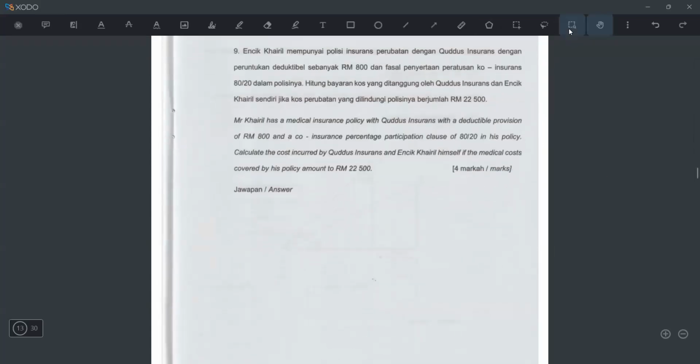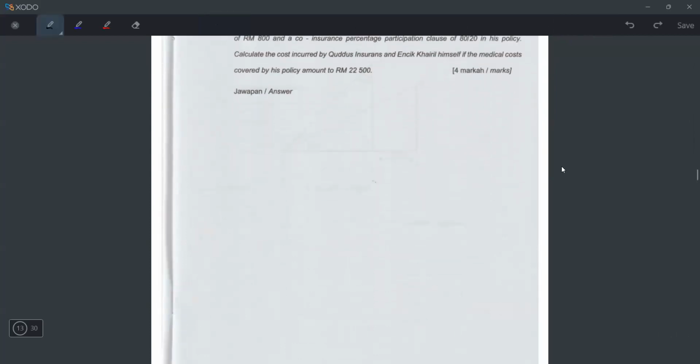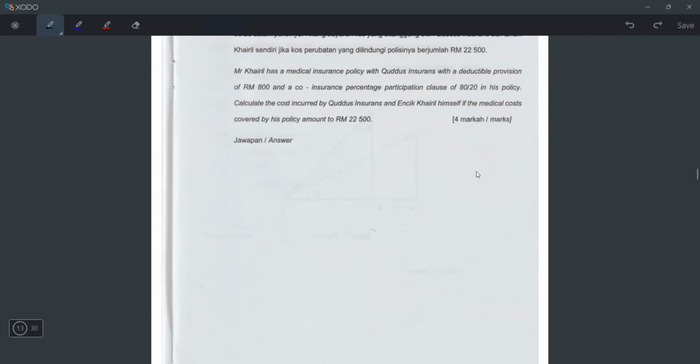Okay. This is a question I found from also one of the trials, but it's not this year one, it's last year one. And you don't have this paper, but it's fine. You can just look at the screen now. So I want to talk about this medical insurance thing. This is so important. Students don't know how to do it. It's one of the difficult chapters, the insurance.